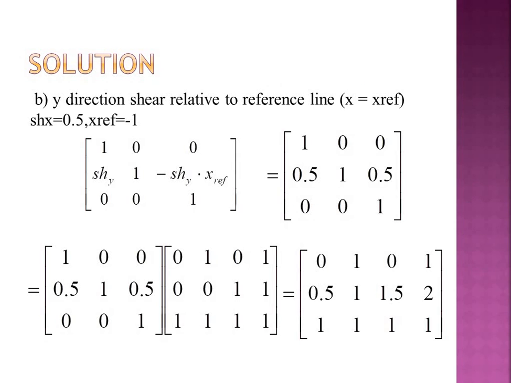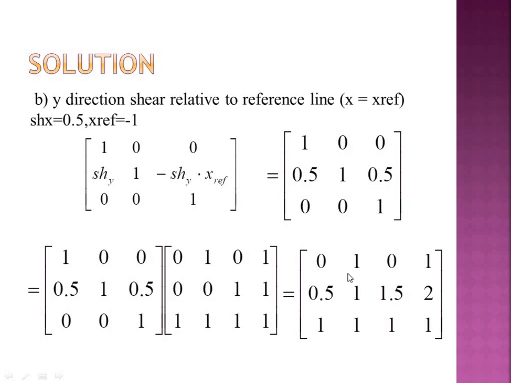Now we come to the B part. Here we have to apply the y direction shear relative to the reference line x reference equal to -1. Now we need to choose this matrix and we will put all the values as given in the question. SHY equal to 0.5 is given, and the x reference value is given as -1. So minus minus plus, and it will become plus 0.5. Now we will multiply this with the object matrix as we have done in the previous part.